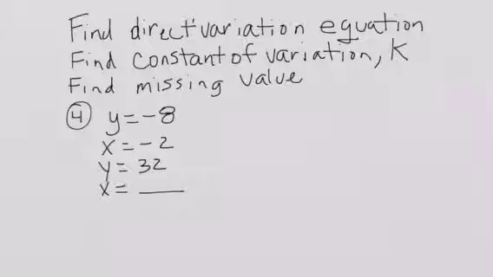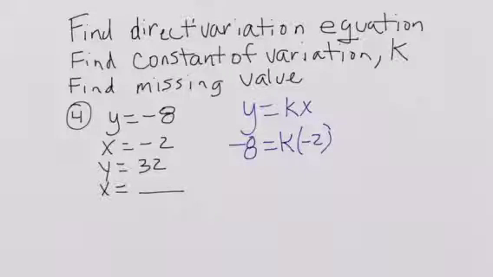Now, we're going to find the direct variation equation. We're going to find the constant of variation, or k, and we're going to find the missing value. So here's the information that I've given you. In this equation, y varies directly to x. So that means we're going to use our direct variation equation, y is equal to kx. Now we're going to plug in what we know. The first y that we know is -8, so that's going to go in for the y. We don't know the constant of variation, so that's going to stay k. And x is going to be -2.